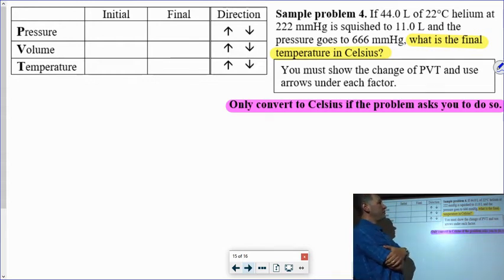So here's sample 4. And this is the last one that we are going to do together. Then you should be able to handle the next page without any issue.